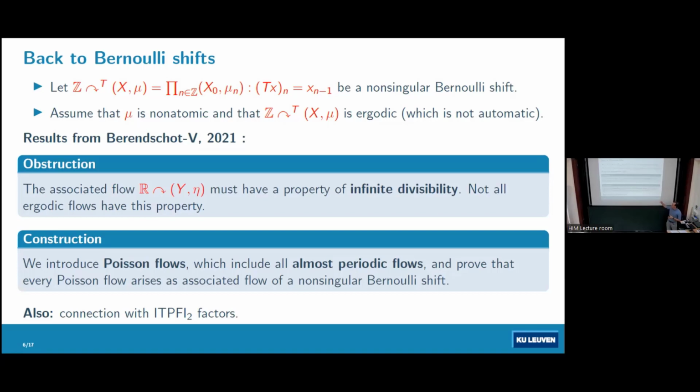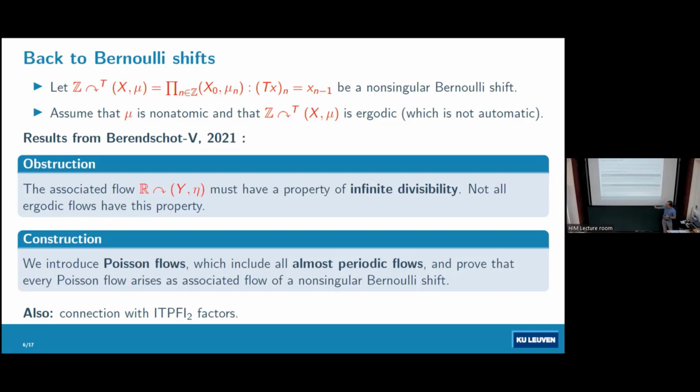Then on the construction side, we introduce a notion of Poisson flows, and then we prove that all Poisson flows do arise as the associated flow of a non-singular Bernoulli shift, and the class of Poisson flows is pretty large because it includes all almost periodic flows. So if you let R act on a compactification, that is an example of a Poisson flow.